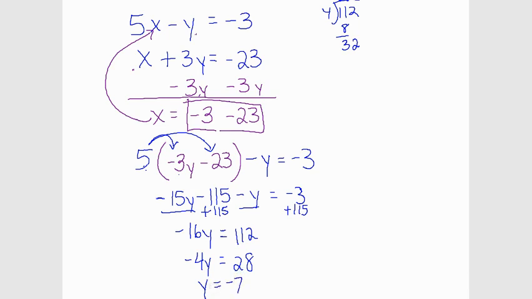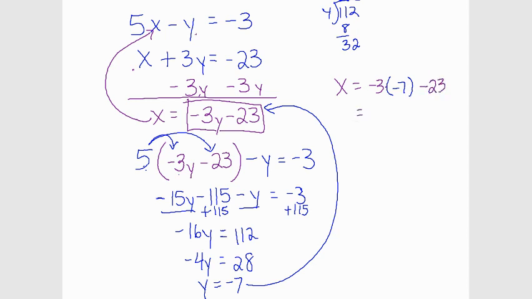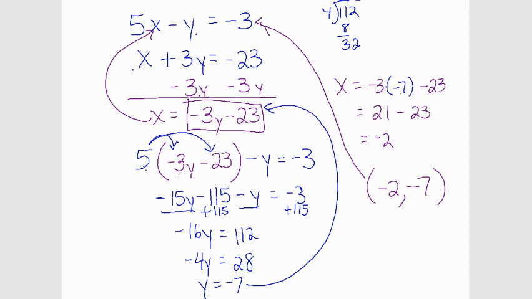Let's go ahead and plug that back. Now, the goal when you do substitution is plug it back into the equation that had the solitary variable. So here we'll go x equals -3y minus 23. And we'll plug in our -7 for y. Okay. -3 times -7, that's 21. Minus 23 is -2. So our final answer is -2, -7. Again, if you're feeling thorough, plug these numbers into this equation and solve.